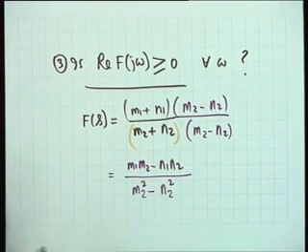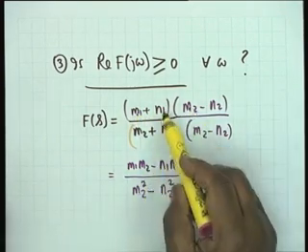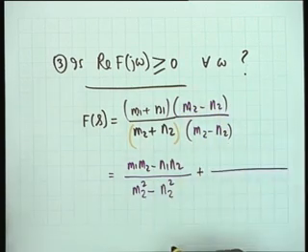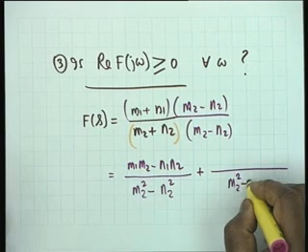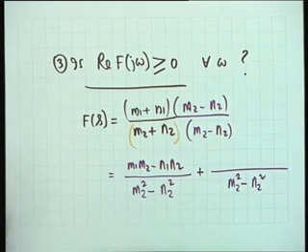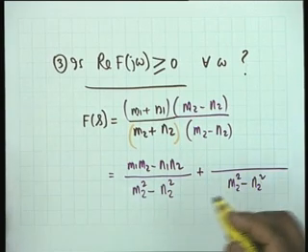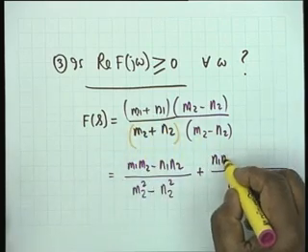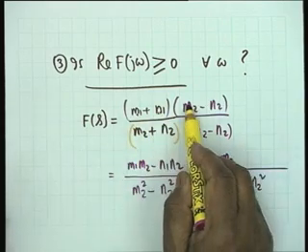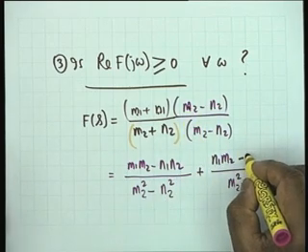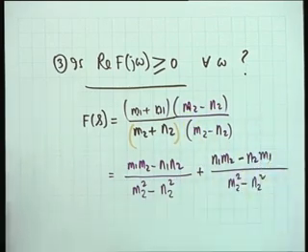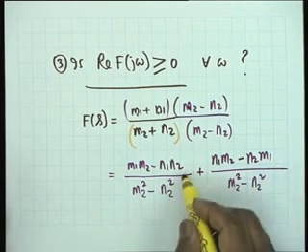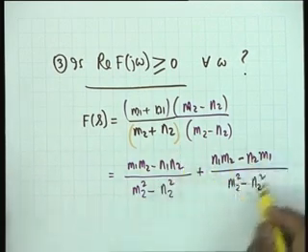This will be the even part, m1 m2 plus the product of two odd parts n1 n2, plus the odd part which will be m2 squared minus n2 squared, and the numerator terms will be formed by n1 m2 minus n2 m1. Okay, this is the same thing, I have said it in an order. So this is the even part and this is the odd part.